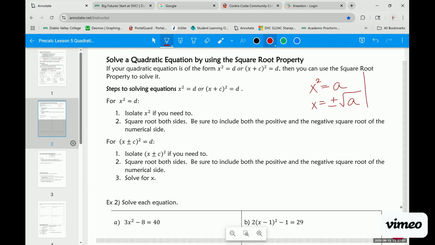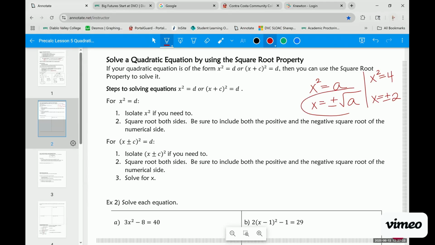So a really basic example of that would be like x squared equals 4. Then x is either positive or -2. You do need both in this case because x squared equals 4 means that I can have either the positive or the negative.